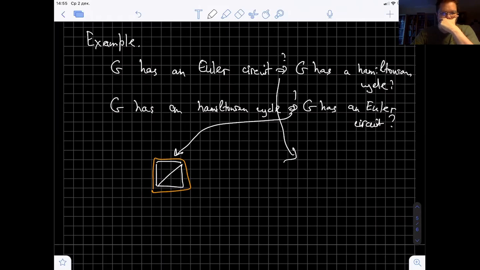Sir, maybe Petersen's graph. Does Petersen's graph have an Euler circuit? I suppose not, because all the vertices are of degree 3, so it doesn't have an Euler circuit, because we cannot go through all the edges.